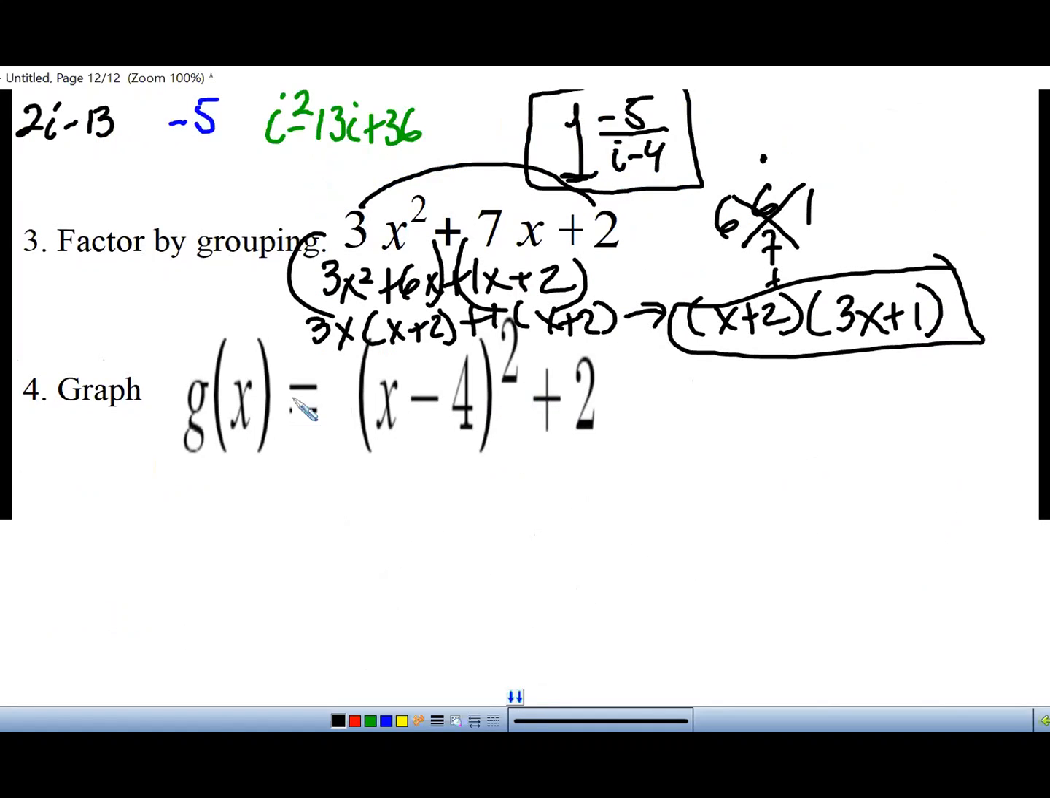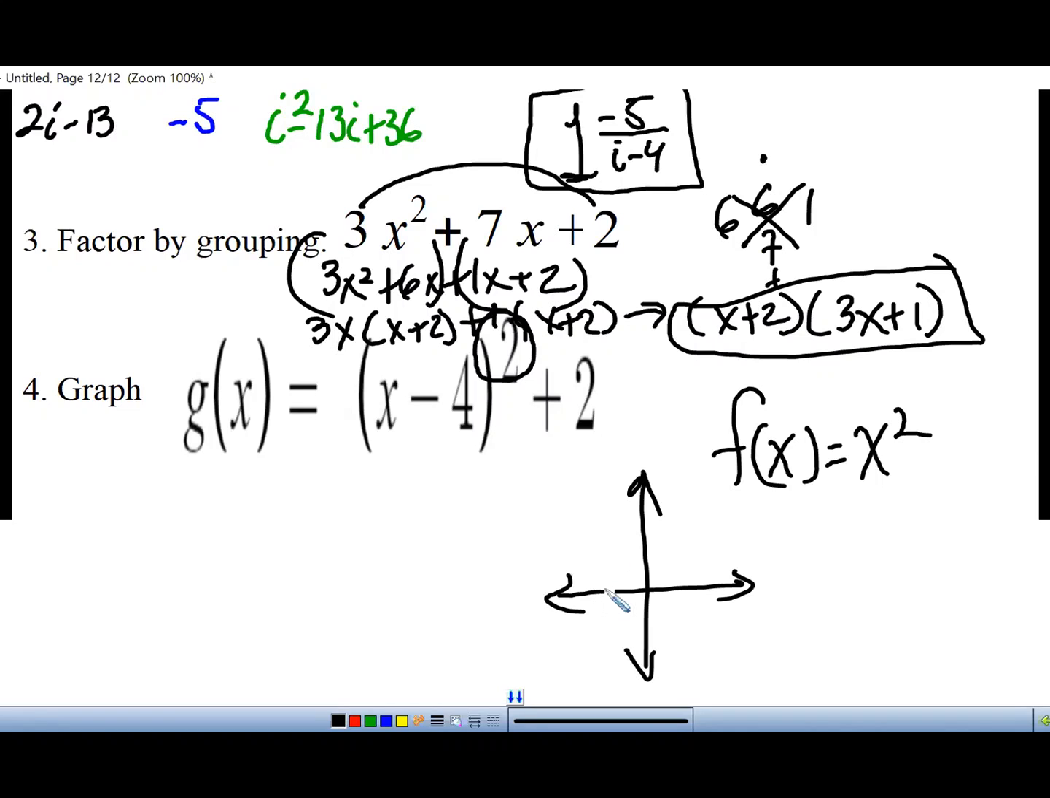And last but not least, we look at the graph that they want me to graph. g of x equals (x minus 4) squared plus 2. First, I identify what kind of graph is a parent function. Well, this one has a squared here, so it's a quadratic function. So my original one should have been f of x equals x squared. And what does that look like? Well, if I graph it, we got negative 2, 4, negative 1, 1, 0, 0, 1, 1, 2, 4. There it is.